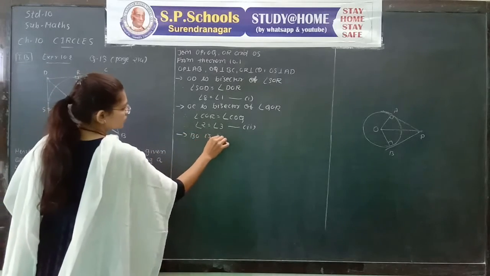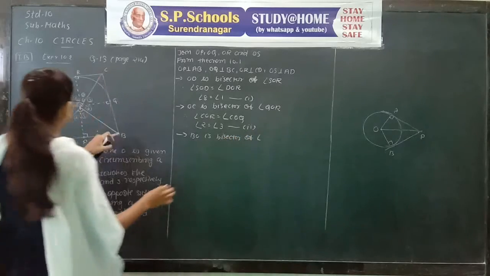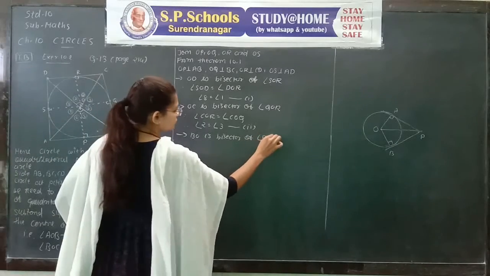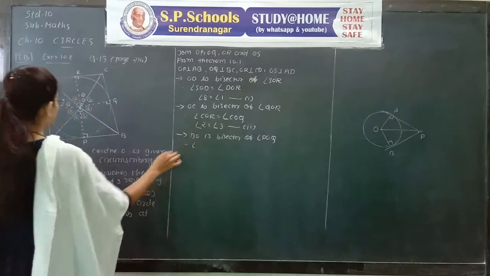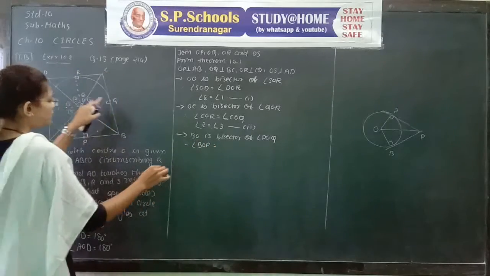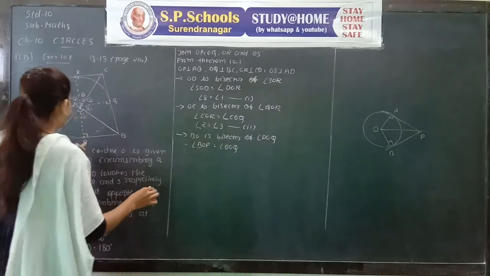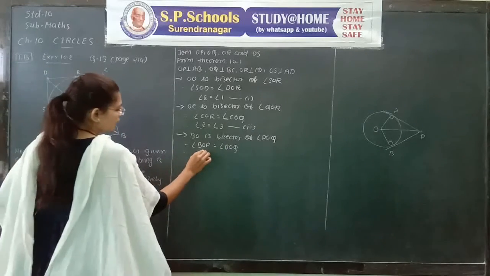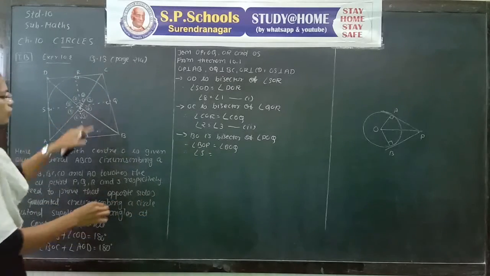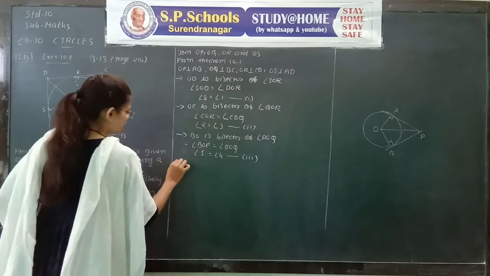The third is BO. BO is the bisector of angle POQ. That's why angle POB or BOP is equal to BOQ. BOP is angle 5 and BOQ is angle 4. It is our result number 3.